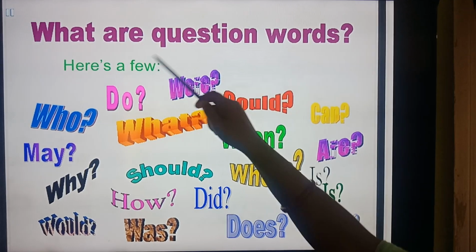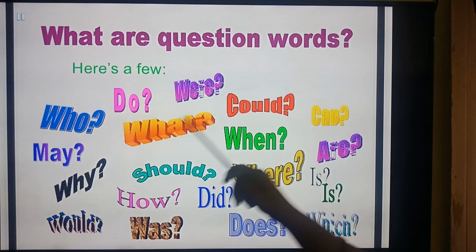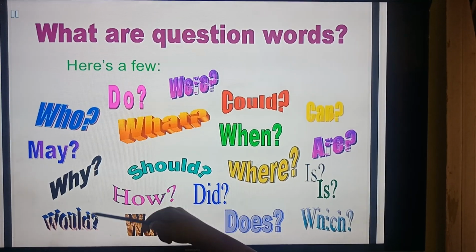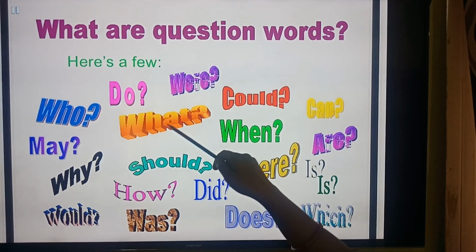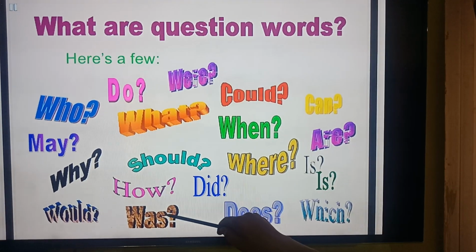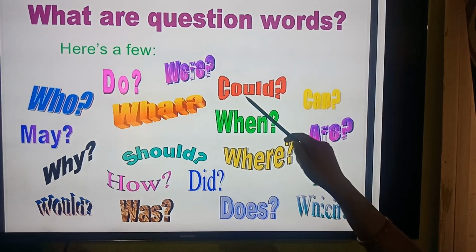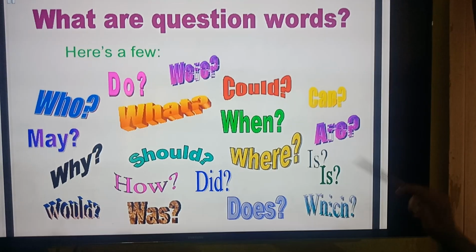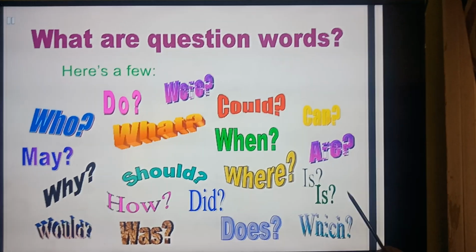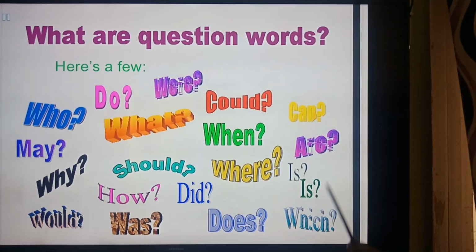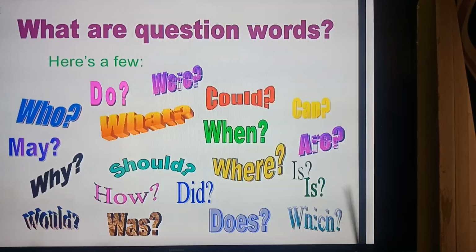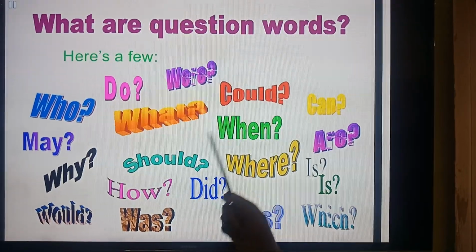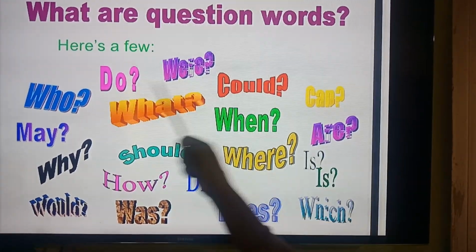Let's see, what are question words? Here are a few, children. For example: who, may, why, would, do, what, should, how, was, where, could, when, does, can, are, is, which. These words are used to frame a question. When we write a sentence which asks a question, we always begin the sentence with these words.